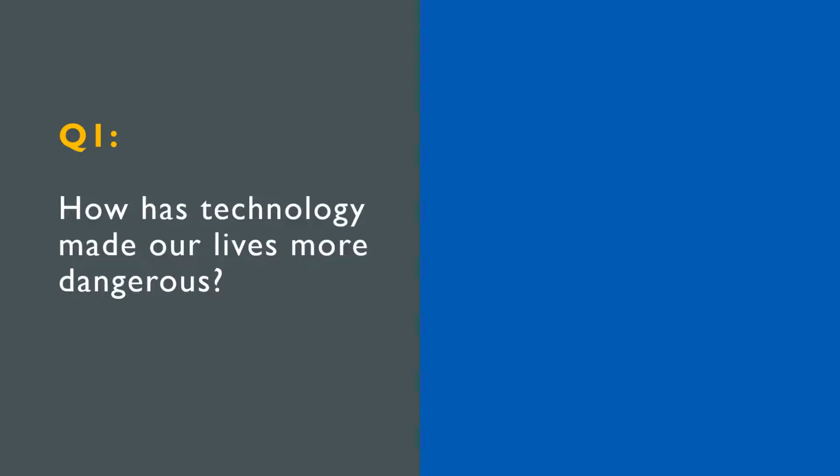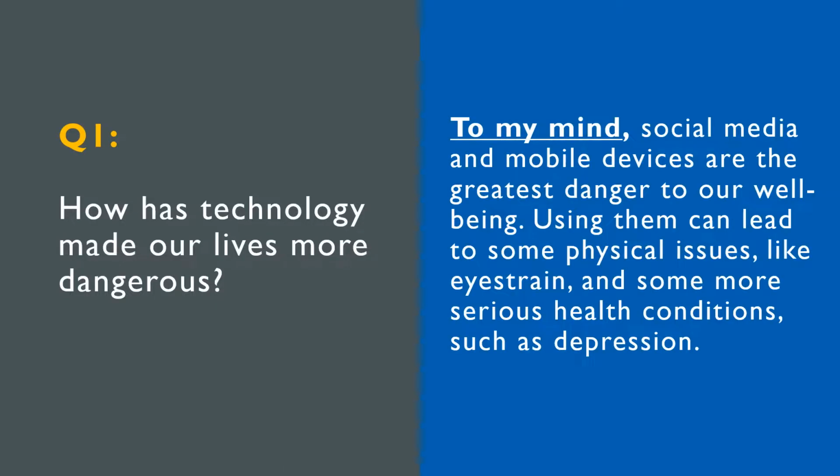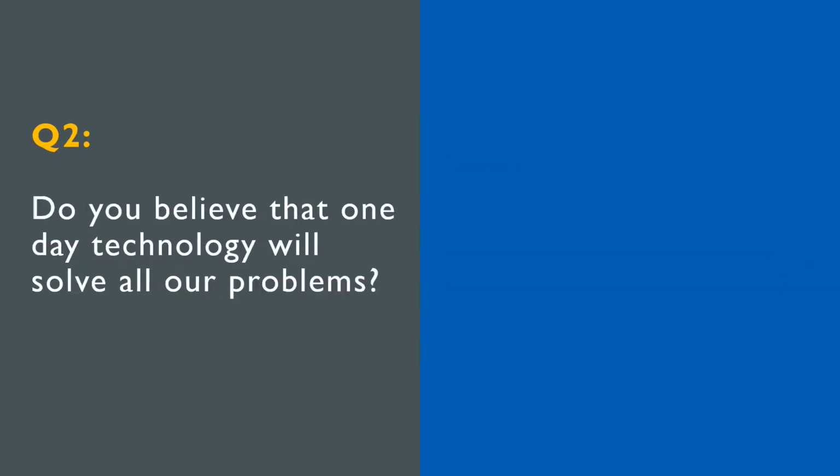Obviously, there are lots of different ways that you can answer these questions, but these are just an idea of how you can answer them using level-appropriate language for giving opinions. So, question 1. To my mind, social media and mobile devices are the greatest danger to our well-being. Using them can lead to some physical issues like eye strain and some more serious health conditions such as depression.